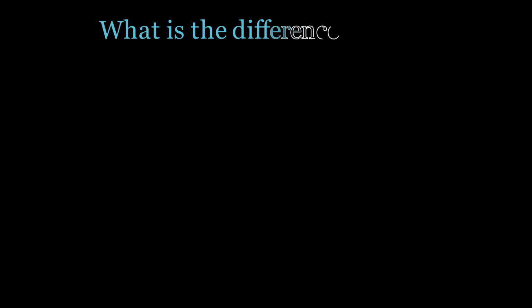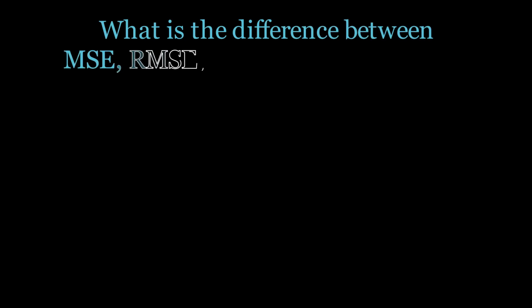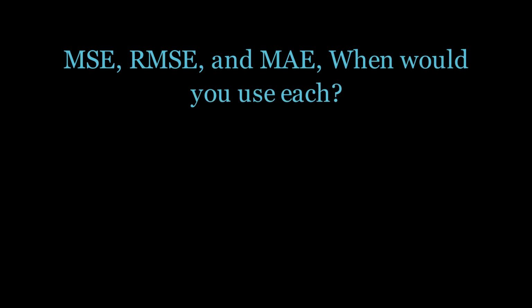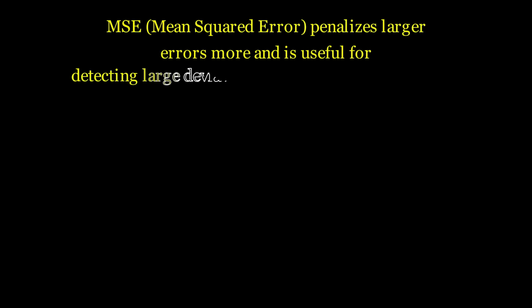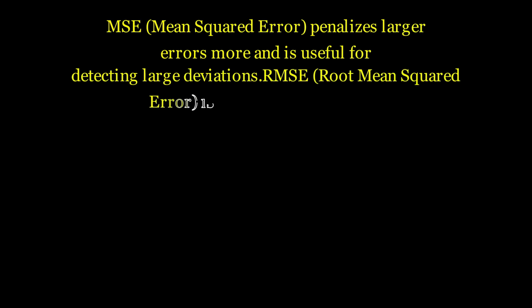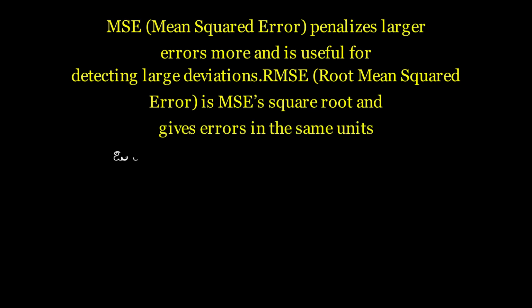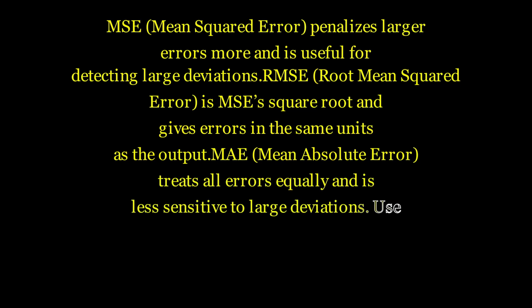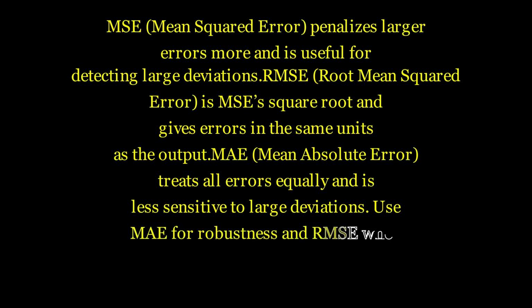What is the difference between MSE, RMSE, and MAE? When would you use each? MSE, mean squared error, penalizes large errors more and is useful for detecting large deviations. RMSE, root mean squared error, is MSE's square root and gives errors in the same units as the output. MAE, mean absolute error, treats all errors equally and is less sensitive to large deviations. Use MAE for robustness and RMSE when outliers are important.